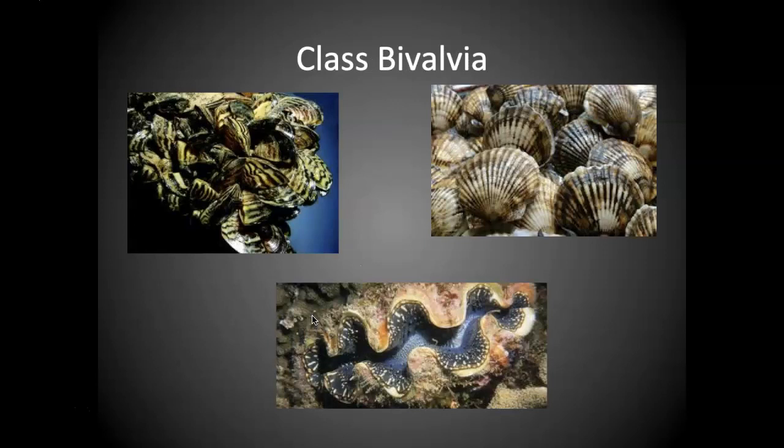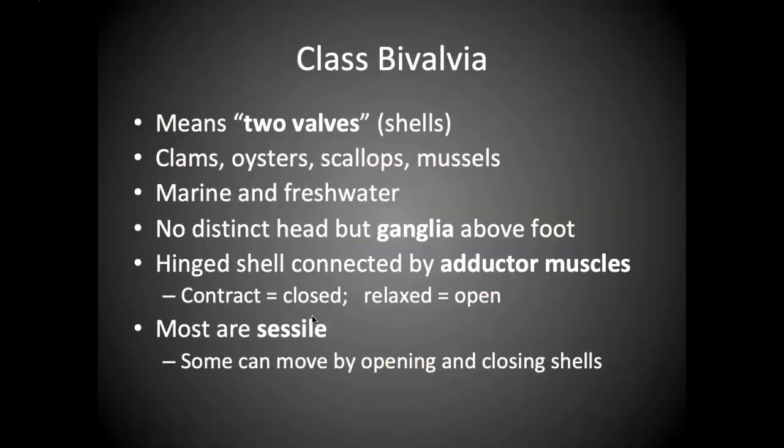Class Bivalvia is our next class. This is going to contain our clams, our oysters, our scallops, and our mussels. Okay, Bivalvia, bi means two. Valvia, in this case, refers to the number of shells. So bivalvia actually is going to be our two-shelled mollusks. They will be found in both marine and freshwater.